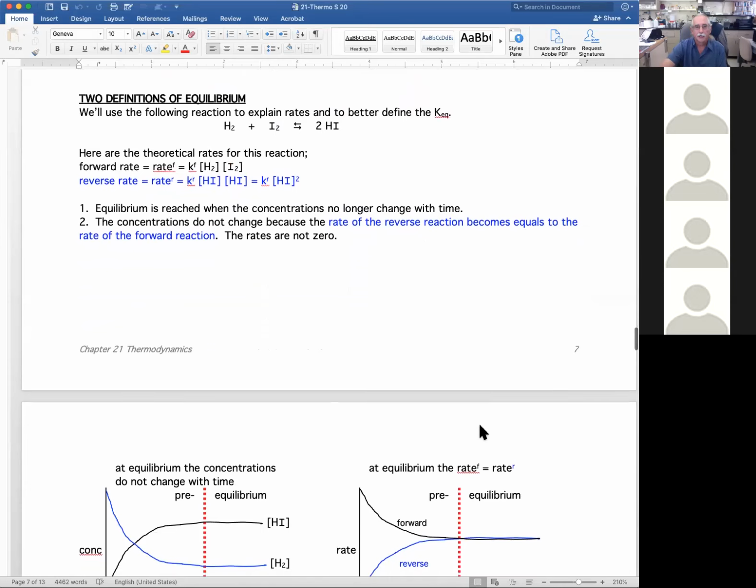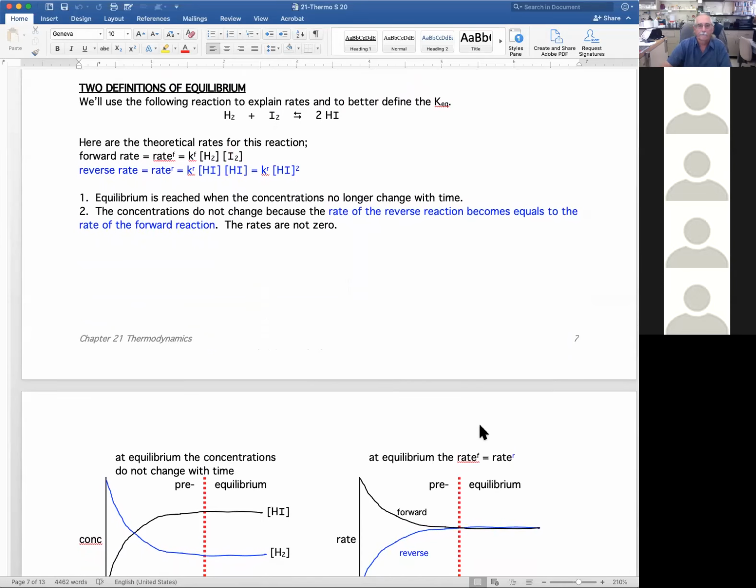So now that we understand rates, we can go back and take another look at the equilibrium constant. So we'll use this chemical reaction again. So the theoretical rate in the forward direction is this. The reverse rate would be that, right?